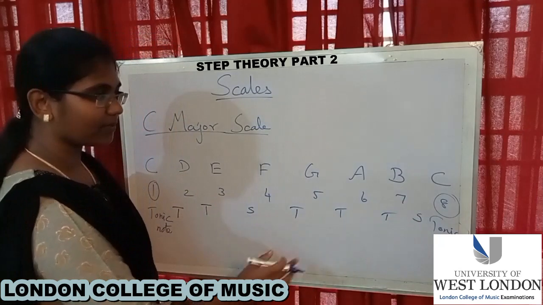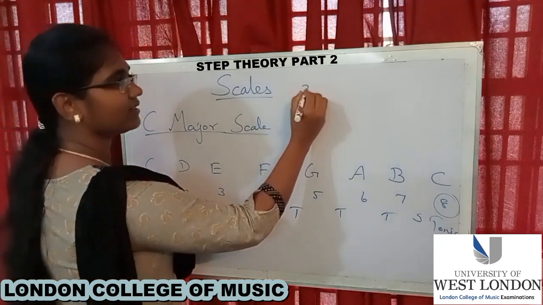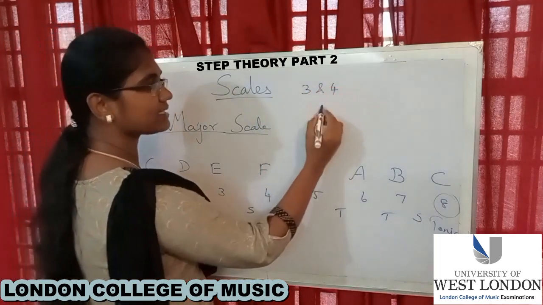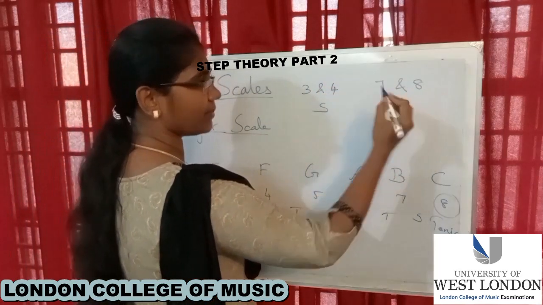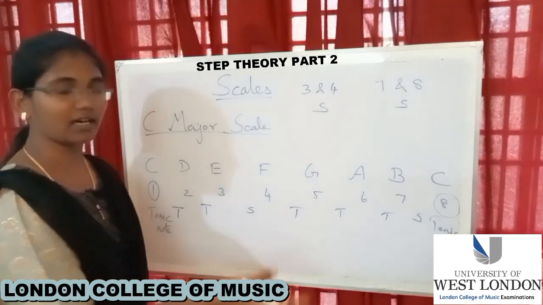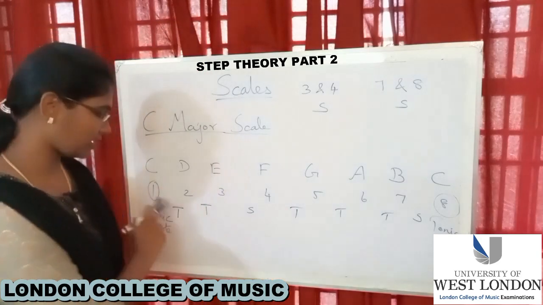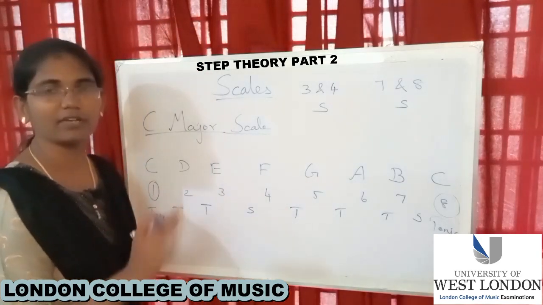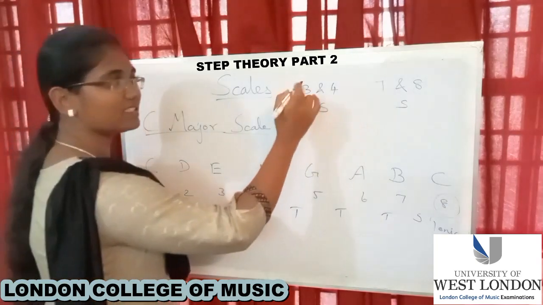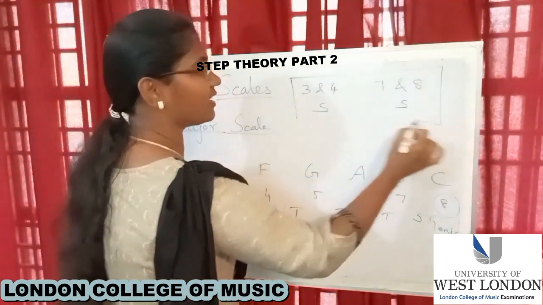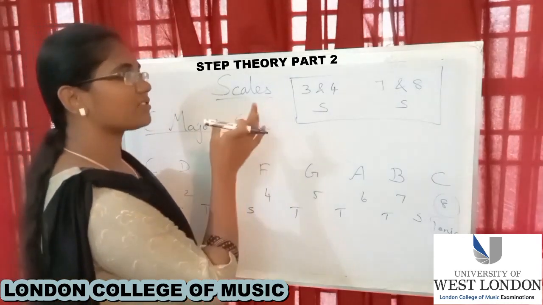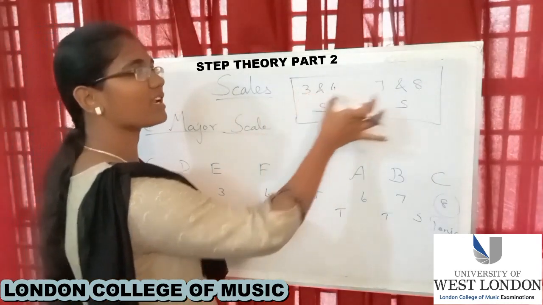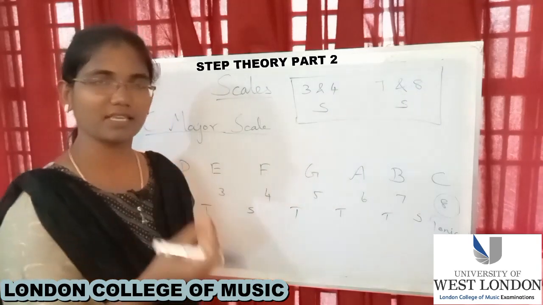This is very, very important. In C major, 3 and 4 is in semitone. 7 and 8 also is in semitone. All the other notes are in tone gap. Have you all clear? So this is our formula. This is C major scale. In C major scale, 3 and 4 and 7 and 8 is in semitone.